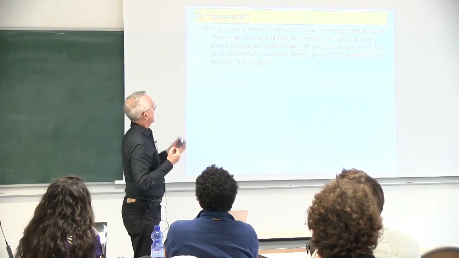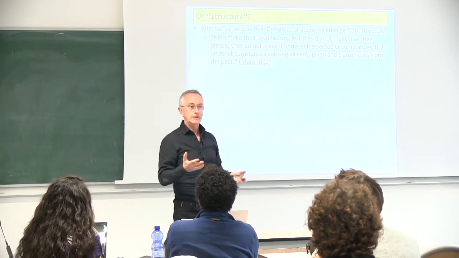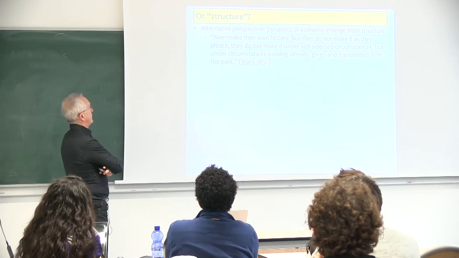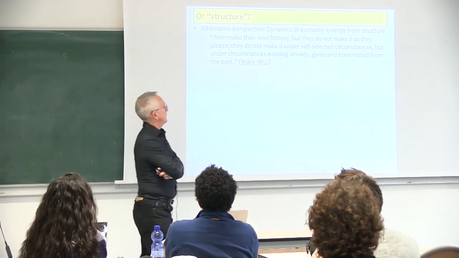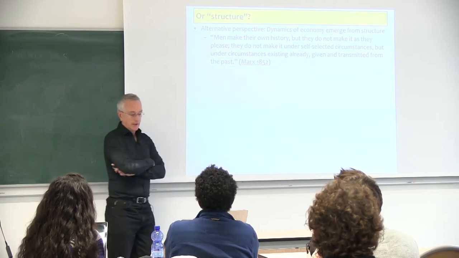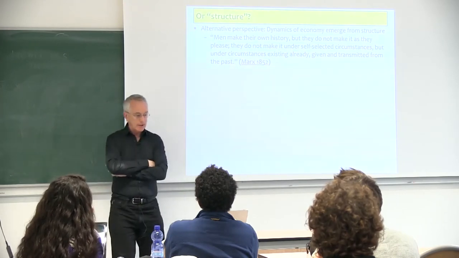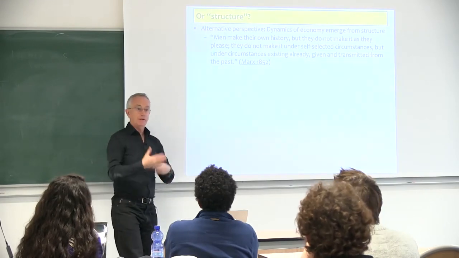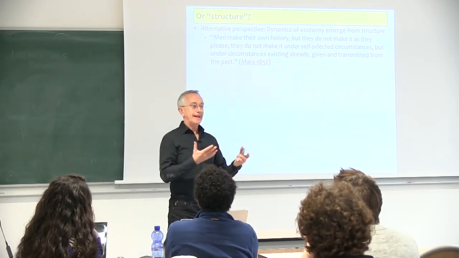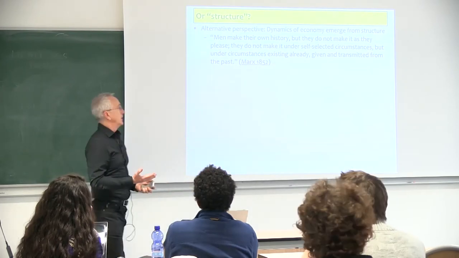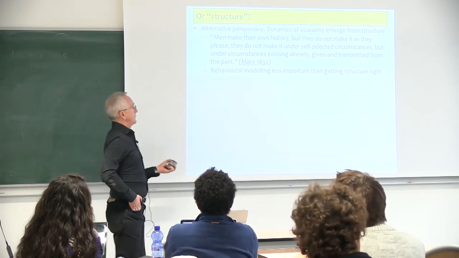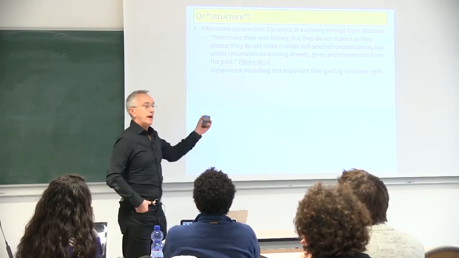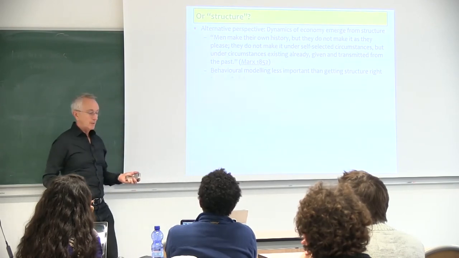What I prefer is to say we actually have to look at the structure of the economy as giving the dynamics we see. So this is a wonderful quote from Marx, from The Eighteenth Brumaire of Louis Napoleon: Men make their own history, but they do not make it as they please. They do not make it under self-selected circumstances, but under circumstances already existing, given and transmitted from the past. Which is one way of saying you have to understand the actual physical structure of the economy to do your model. And I think the behavioural modelling that the neoclassicals emphasise is far less important than getting the structure of the economy right.